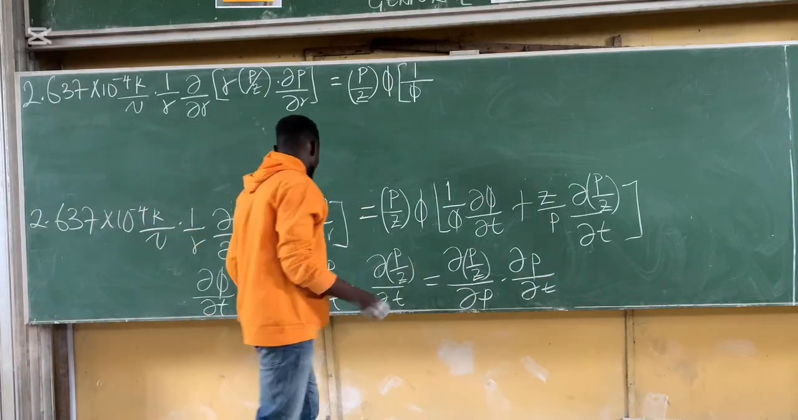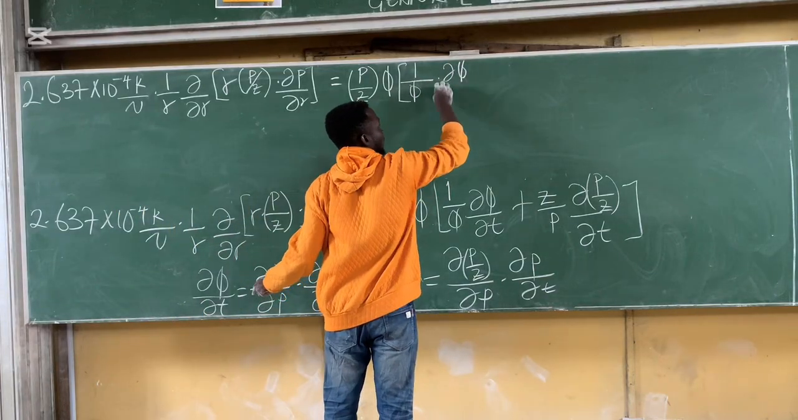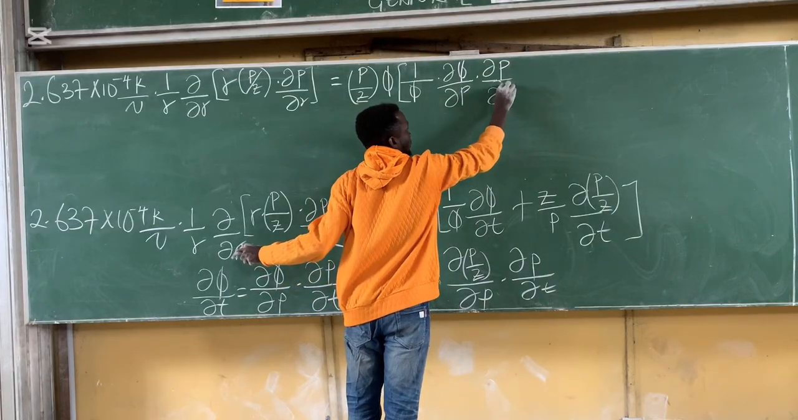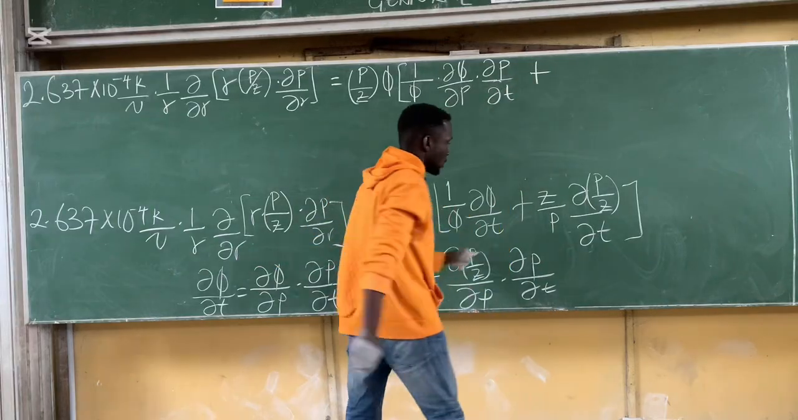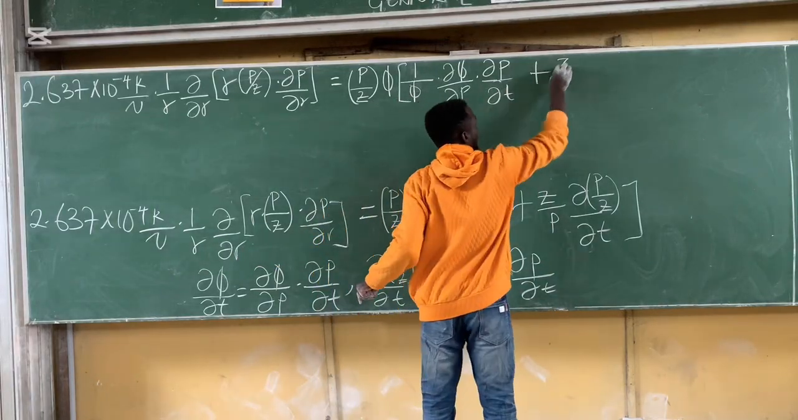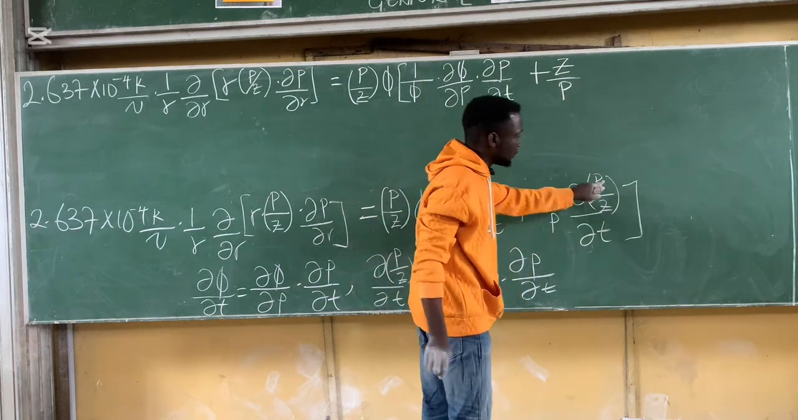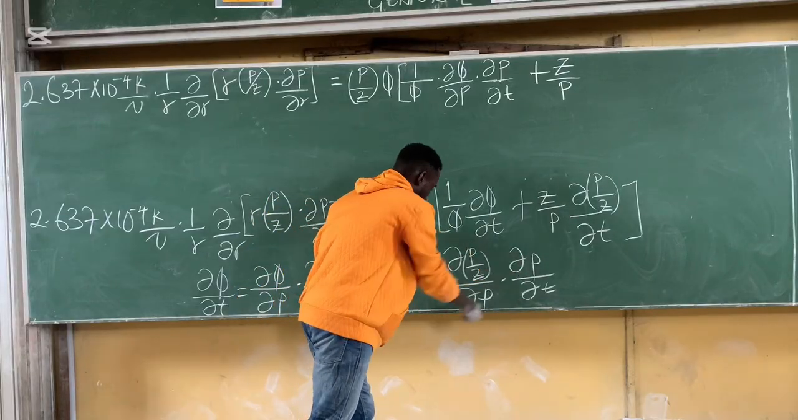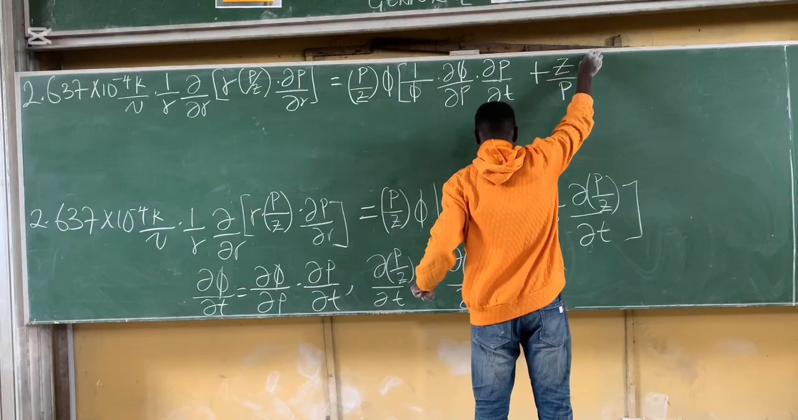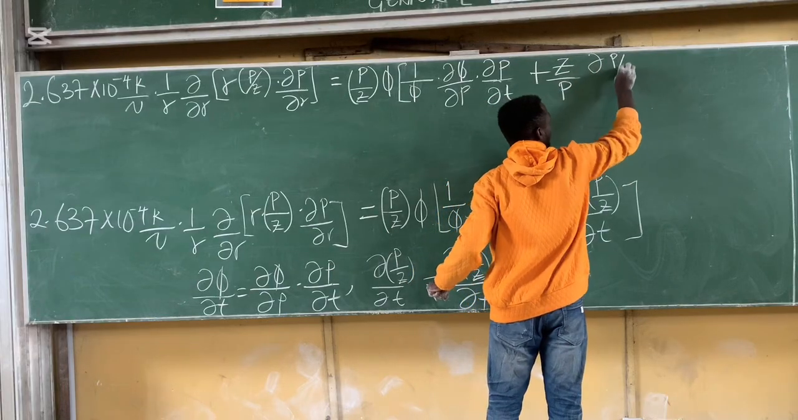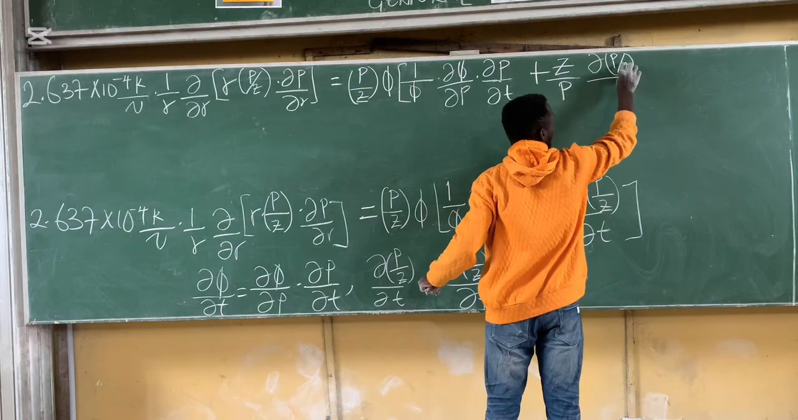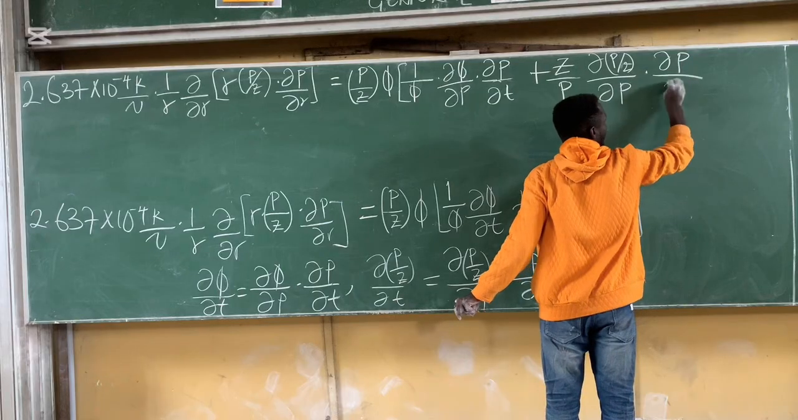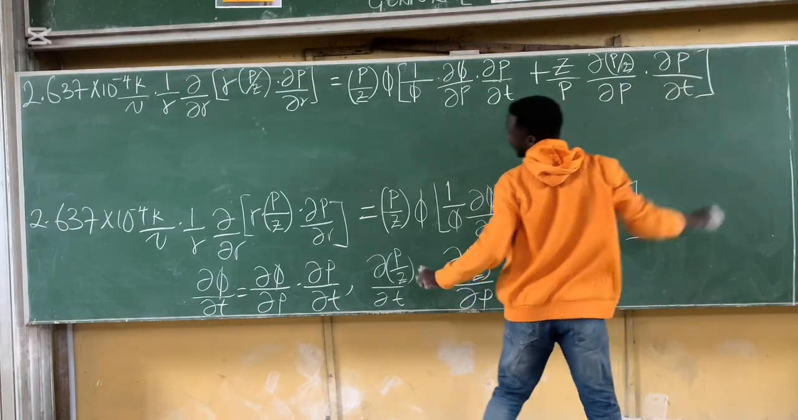So let's put this. This will give us d phi dp times dp dt, plus z over p, dp over z dt, which is the same thing as this one here. So let's substitute this in place of this. We are going to have plus d of p over z, divided by dp, times dp divided by dt. So we are going to have this.